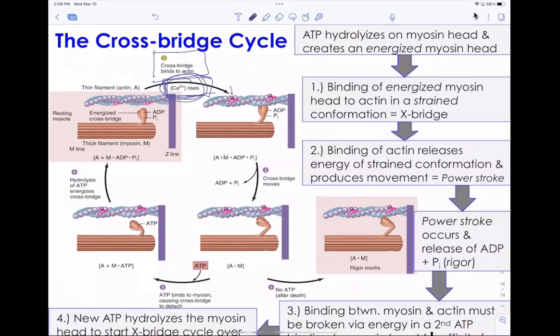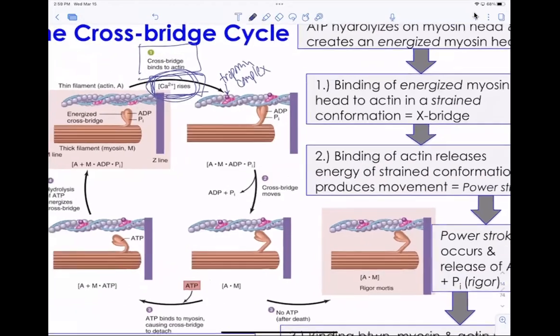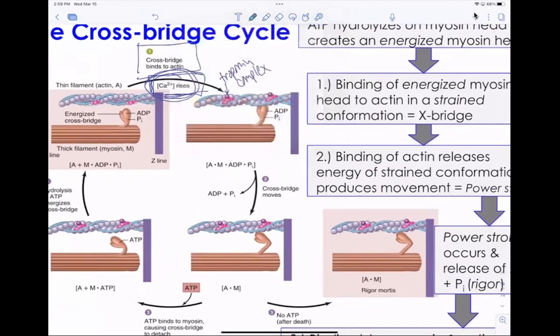That allows for more calcium to then bind to the troponin complex. This then moves tropomyosin off, and now you have exposed binding sites or active sites for myosin heads to bind.